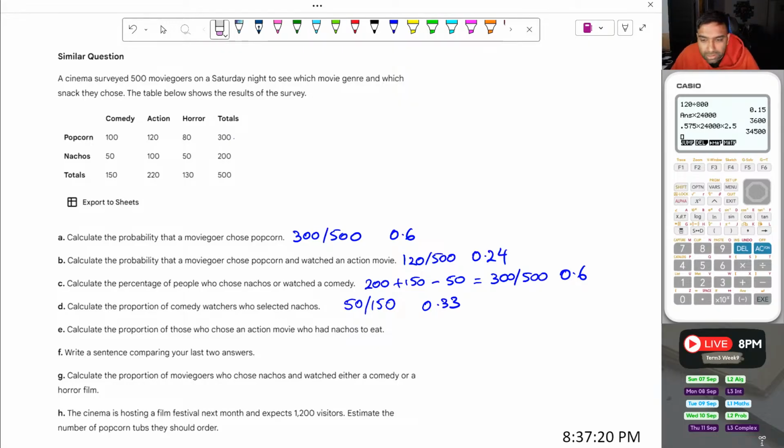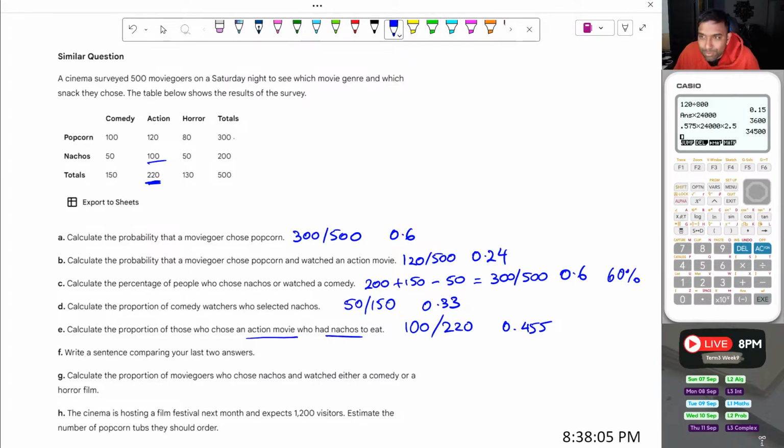Question E, we've got calculate the proportion of students who choose an action movie who had nachos to eat. So who chose an action movie and nachos to eat. So that's going to be 100 out of 220. Because if you look at it, the number of people that chose action movie was 220. And from that 220, nachos was 100. So we got 100 out of 220, which is roughly 0.455. Oh, sorry, good point. Yeah, you're right. That should be 60%. My bad.